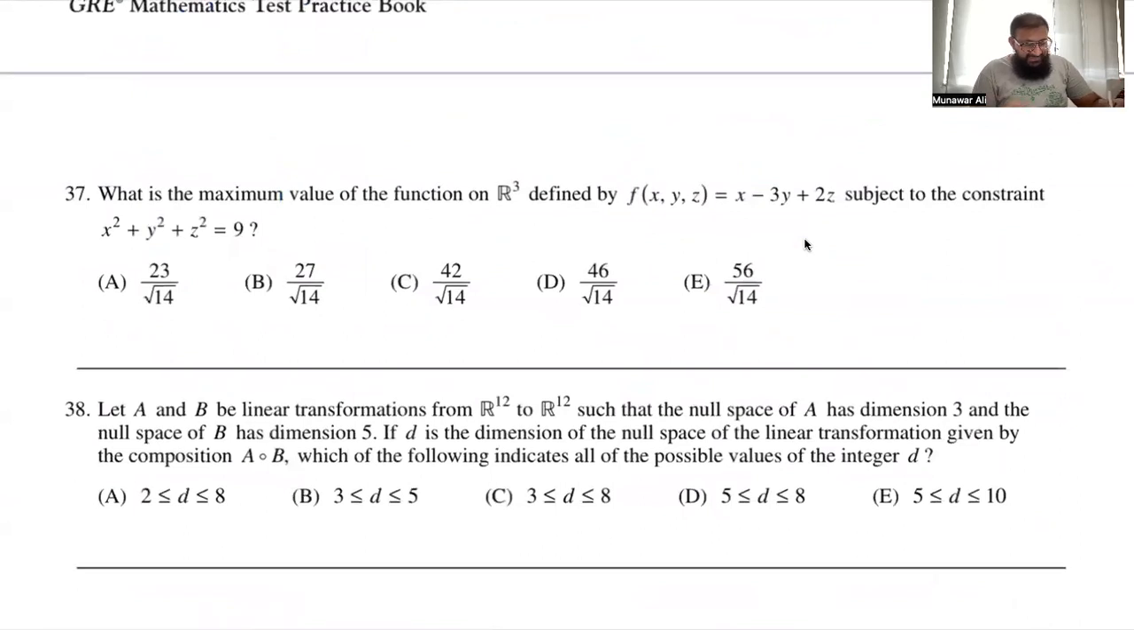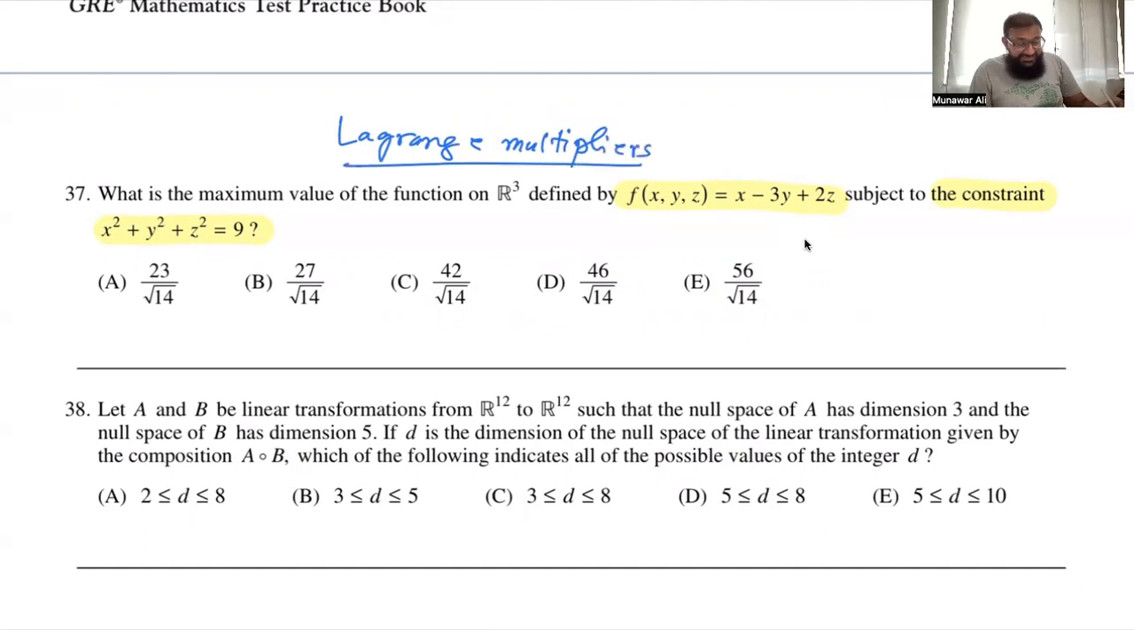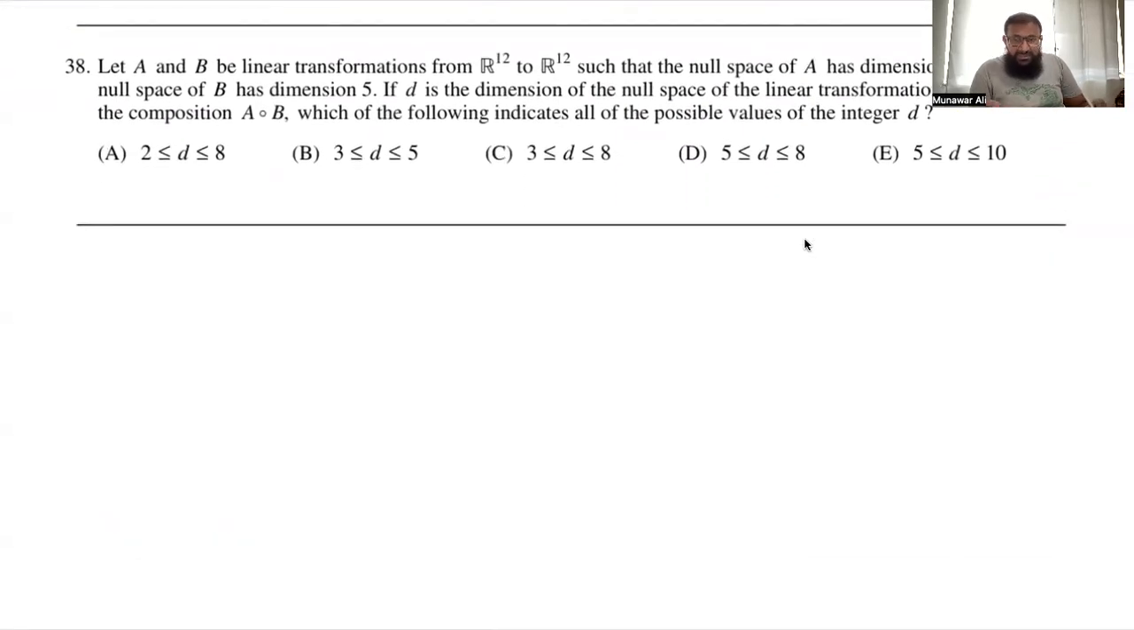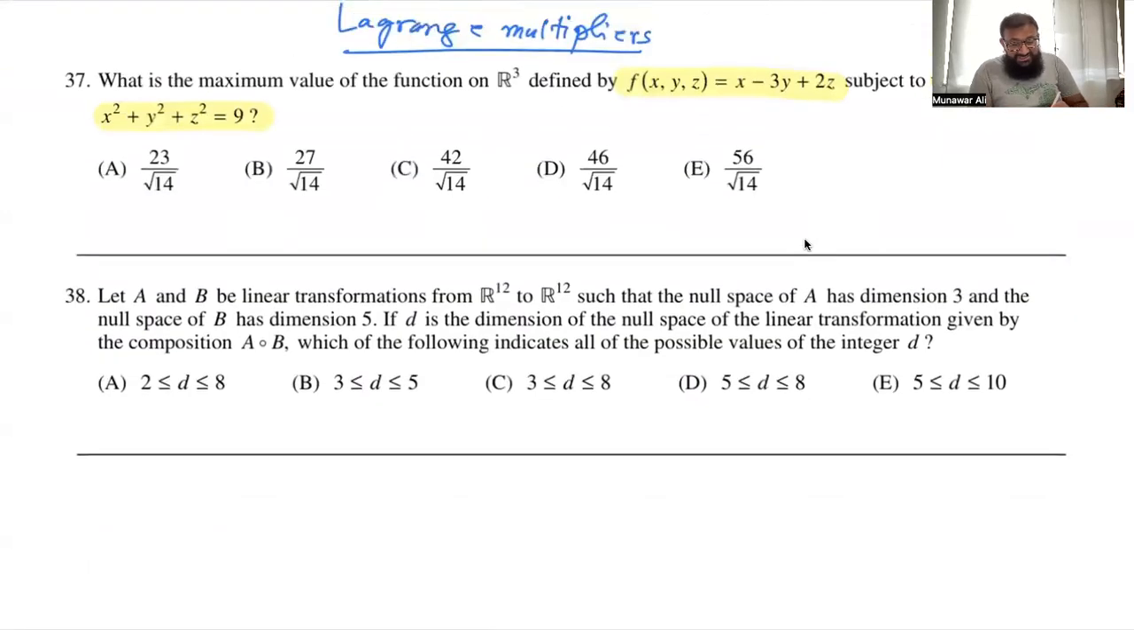Okay, so in this one, we have to find out the maximum value of this function subject to this constraint. When you are going to find out the maximum value of some function, given some sort of constraint or restriction that you have, the most common method that we apply is Lagrange multipliers. So here we'll apply Lagrange multipliers.